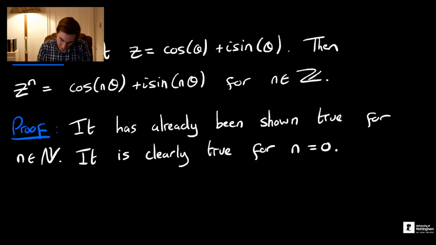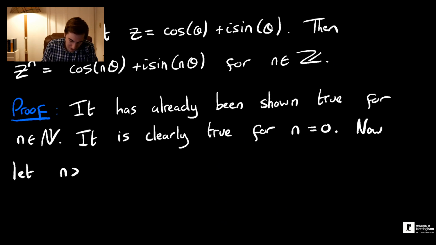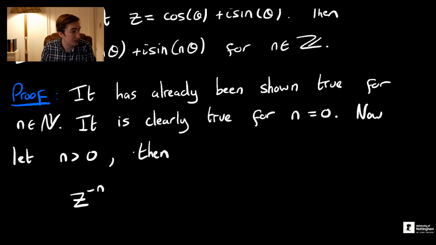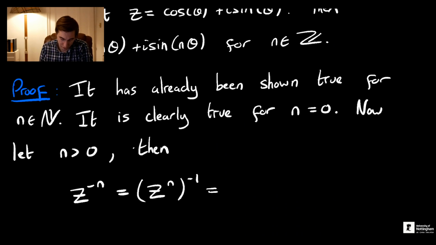Now, we want to prove it for all the negative integers. So now, let n start here with it being greater than 0. Then what we're going to do is take z to the power of minus n. Using some rules of powers, that's the same as z to the power of n, all raised to the power of minus 1. But we know what z to the power of n is here, right? Because n is simply a natural number, because we've taken n to be greater than 0.